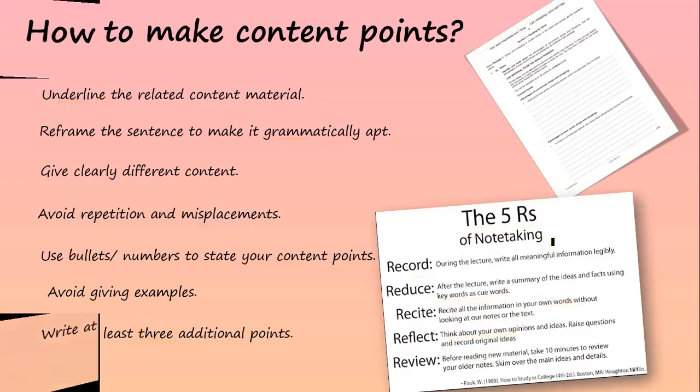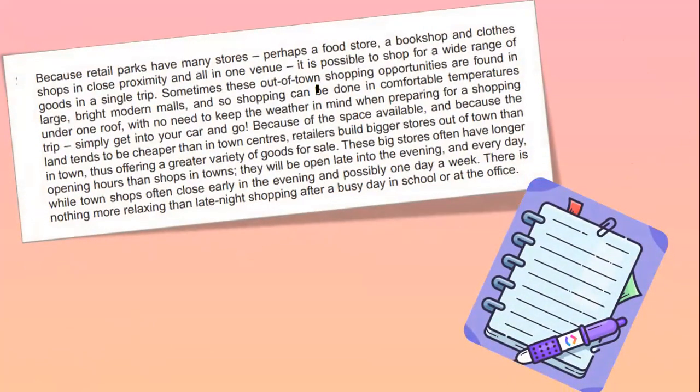So let's have an example done for this part. Notes making. Now, this is the passage in front of you. I'll read it with you to show you how to extract a sample point. This is the second paragraph of the passage I've just shown you. Because retail parks have many stores, perhaps a food store, a bookshop, and a clothes shop in close proximity and all in one place, it is possible to shop for a wide range of goods in a single trip. I'm sure that this is going to make a good content point.